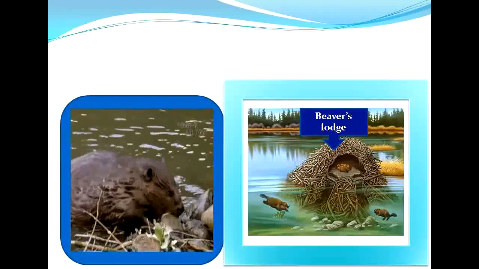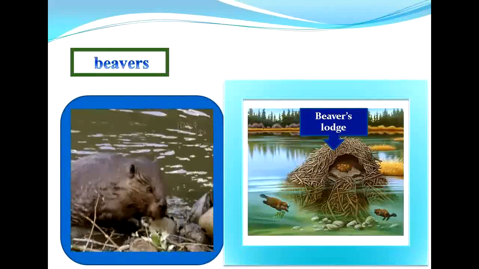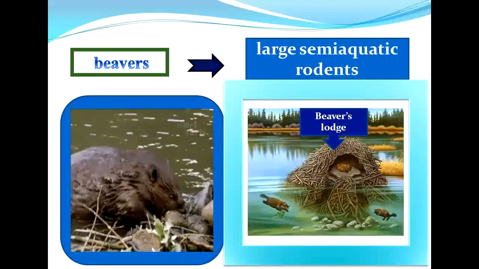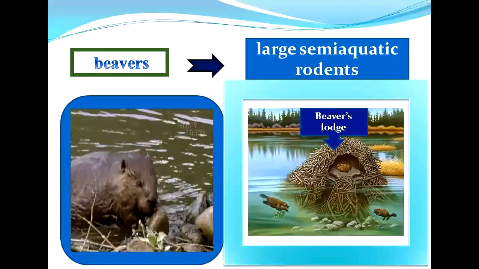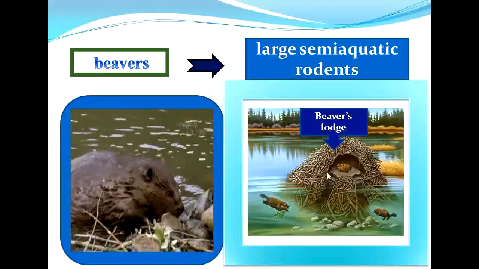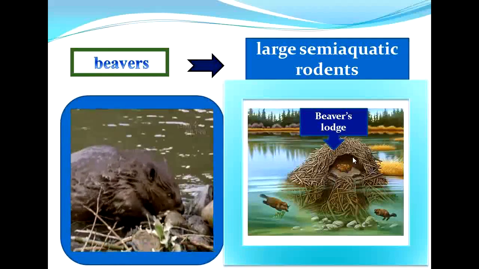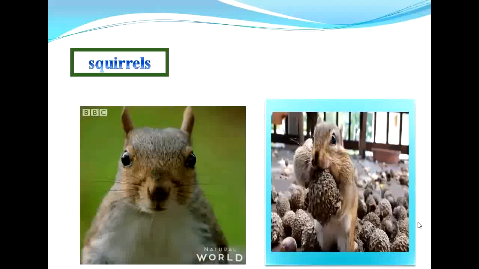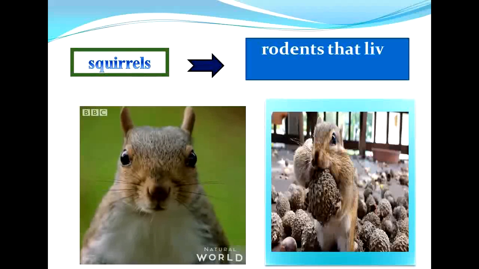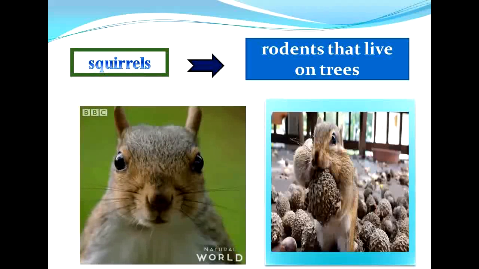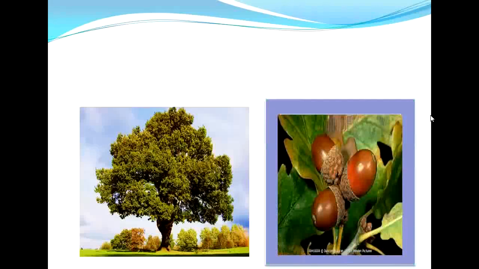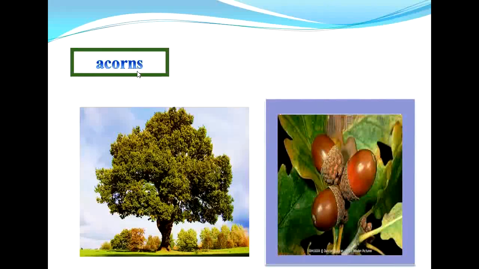So this is a beaver, children. Beavers are large semi-aquatic rodents. So beavers can live both in water as well as on land. And this here is the nest or the lodge of a beaver. Okay. The next animal mentioned in the poem is squirrels. Squirrels are also rodents that live on trees and they feed on nuts and seeds. Next, I have for you an oak tree. The seed of the oak tree is called an acorn.